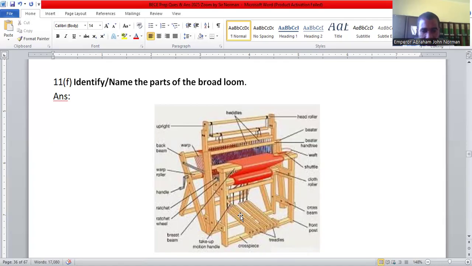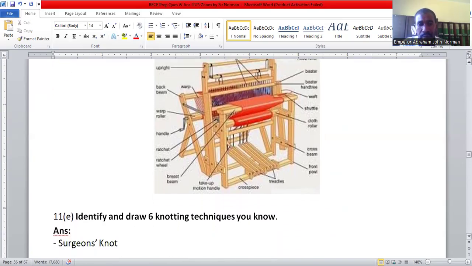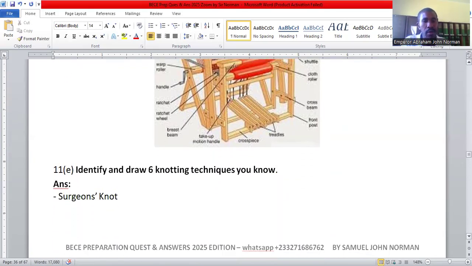Then I think that is that for now. The other parts I will not go much into because they are above your level. Now, identify and draw 6 knotting techniques you know.